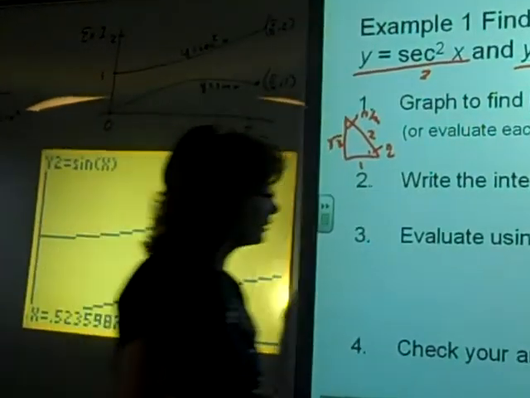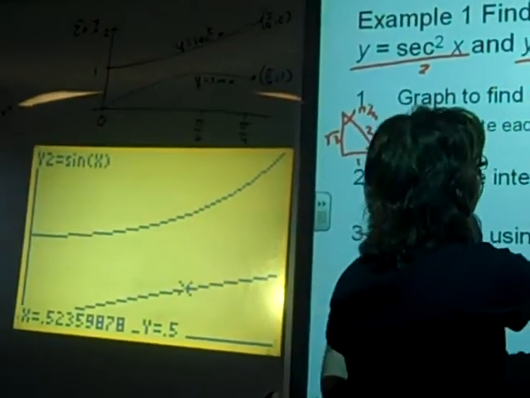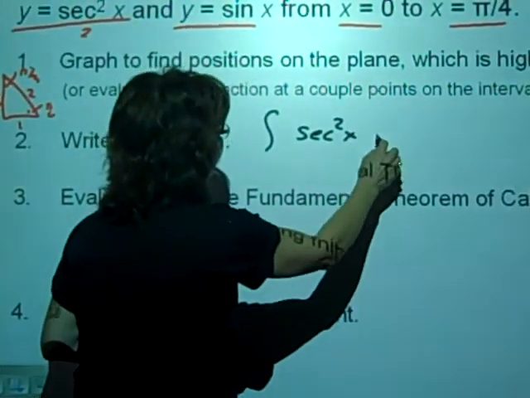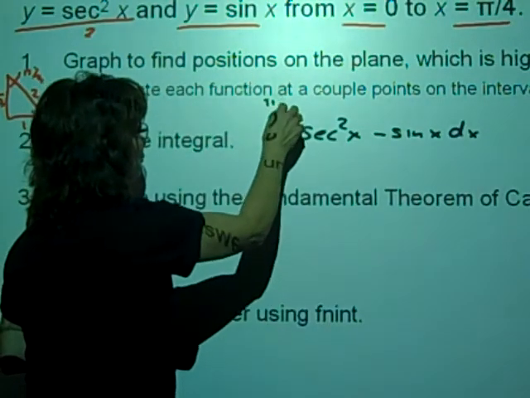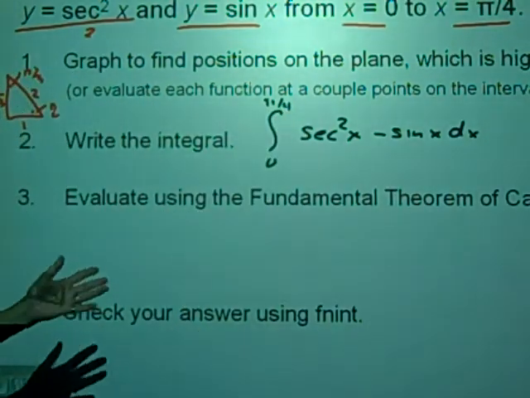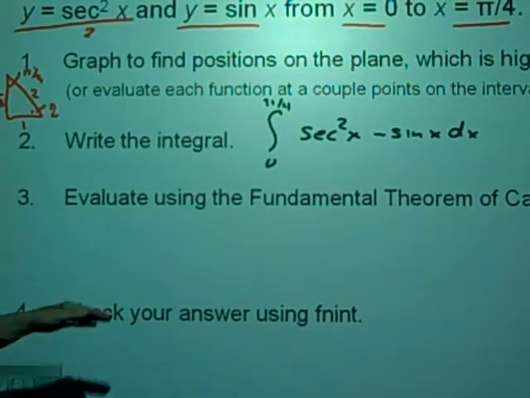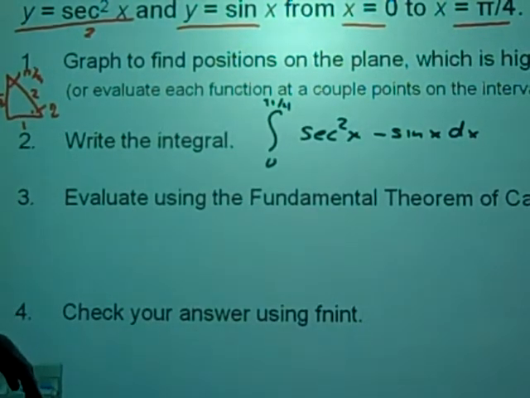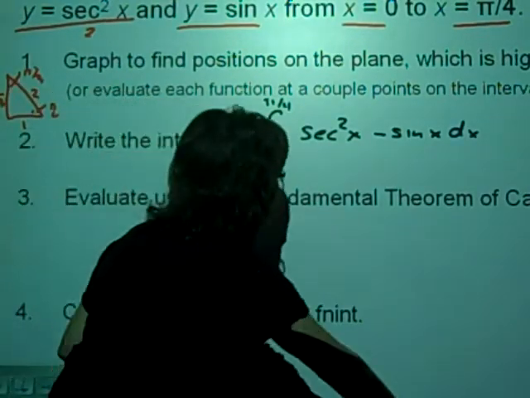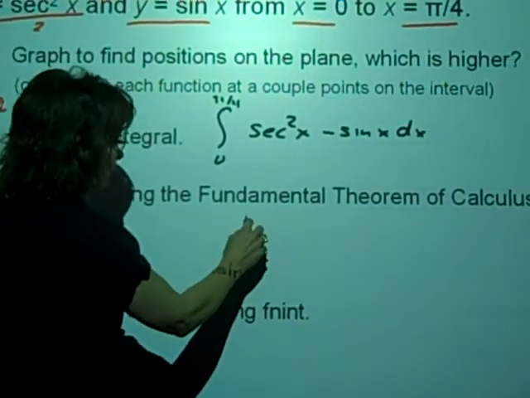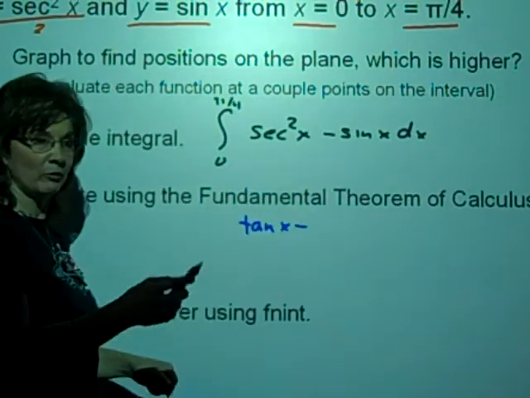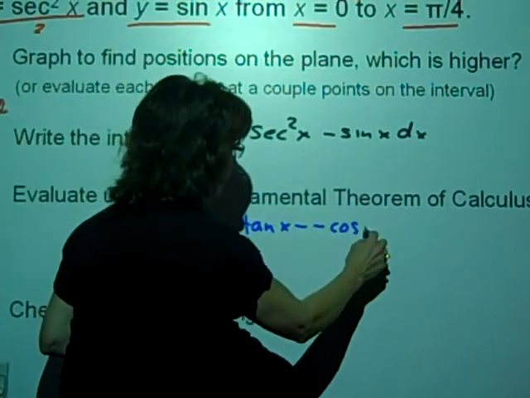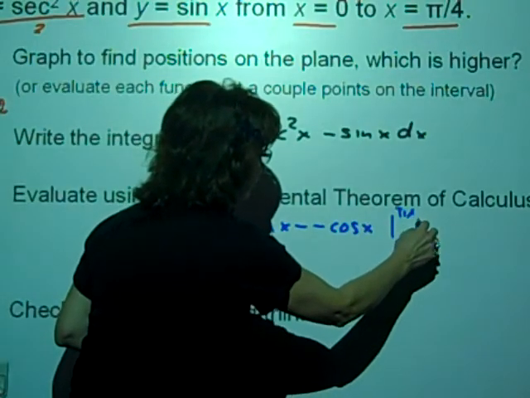So to write my integral, I'm just going to write the secant squared of x minus the sine of x, following my definition, and I'm going from 0 to pi over 4. Now, it's easy to calculate in your calculator, but I want you to know that you can use the fundamental theorem of calculus. For your homework, you're going to be using this fundamental theorem of calculus, which means now we take the antiderivative. The antiderivative of the secant squared is the tangent. And I've got minus, and the antiderivative of the sine is the negative cosine of x. And I need to go from 0 to pi over 4.